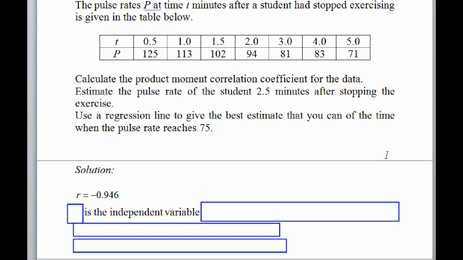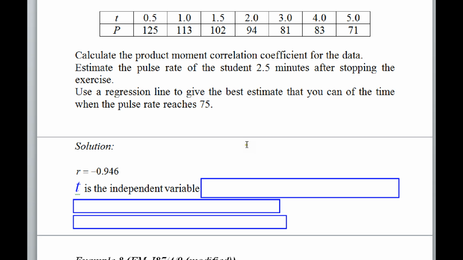Okay. Can we then determine what is the independent variable? T or P? T. Very good. Because if you take a look at this experiment, you actually measure the pulse rate at 0.5 minutes, 1 minute, 1.5. You actually control your time. Then you measure the pulse rate. So very clearly, time is the independent variable.